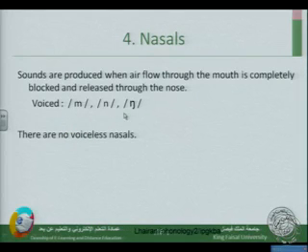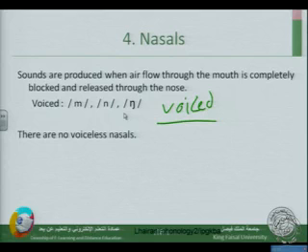We have the nasals now. Nasal sounds are produced when airflow through the mouth is completely blocked and released through the nose. Like ng. They are called nasals because they all go out through the nasal cavities. Okay, there are no voiceless nasals. All of them are voiced.